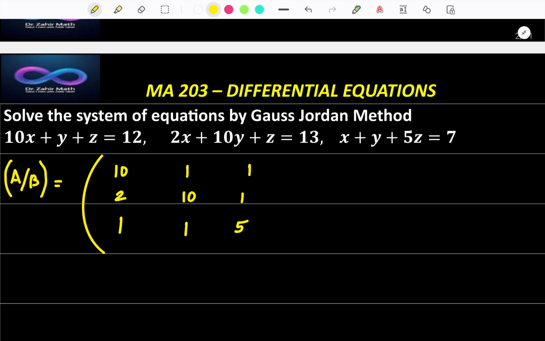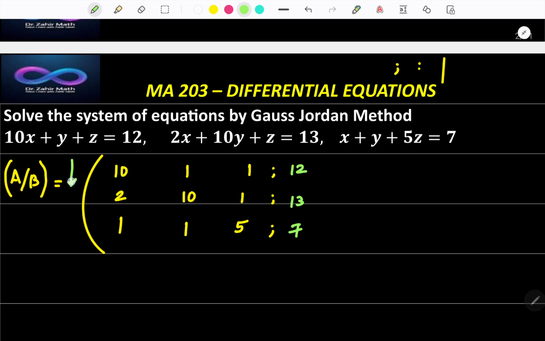How do I take this one? The coefficients of x, y, z. And then usually I put a semicolon. This is a semicolon, or a colon. And some teachers put a line. No problem, you can use it. And then write the right hand side elements, 12 and then 13 and then 7. Clear, everybody? So 10, 2, 1, 1, 10, 1, 1, 1, 5.